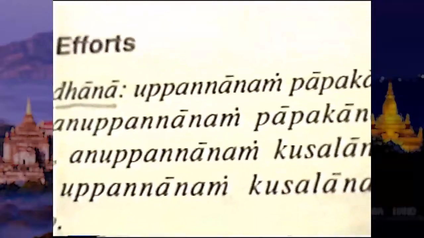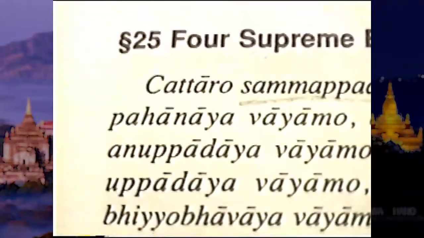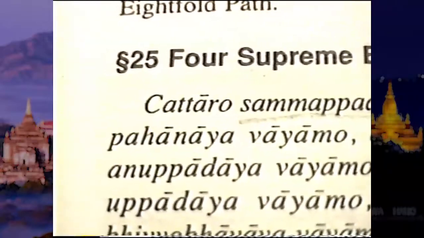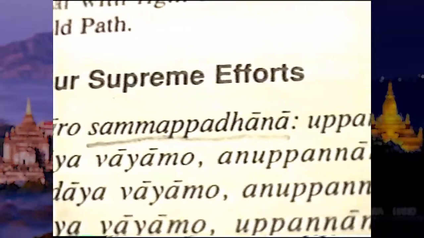Uppannanam, Papakanam, Pahanaya. Pahanaya means to discard or to remove. Papakanam means of evil states. Uppannanam means that have arisen. So it is the effort to remove or to abandon evil states that have arisen. That means the abandonment of akusala you did in the past. So making effort to abandon the akusala you did in the past is called Sammapadhana, Uppannanam, Papakanam, Pahanaya, Vayamo.